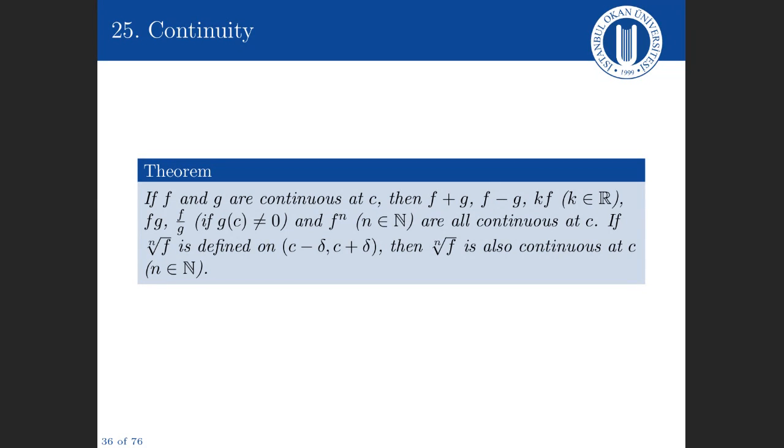Theorem. If f and g are continuous at a point c, then f plus g, f minus g, k multiplied by f for some number k, f multiplied by g, f divided by g, as long as f of c is not 0, and f to the power n are also all continuous at c.